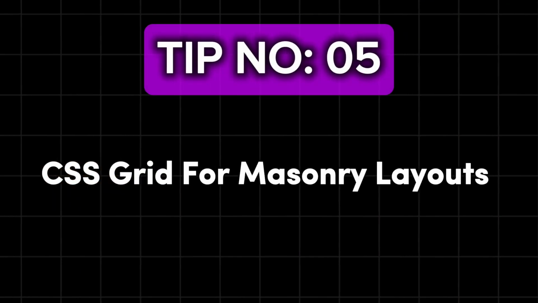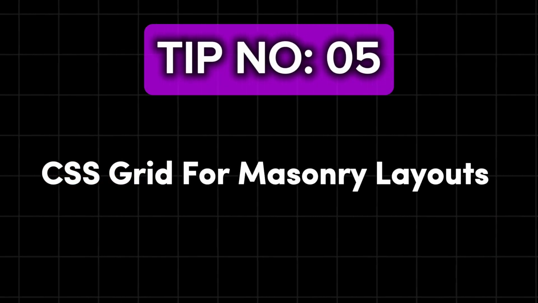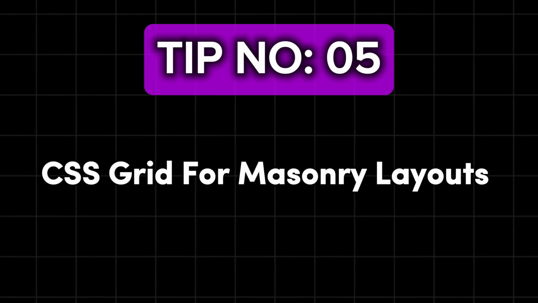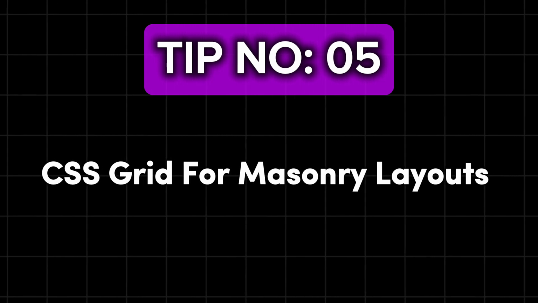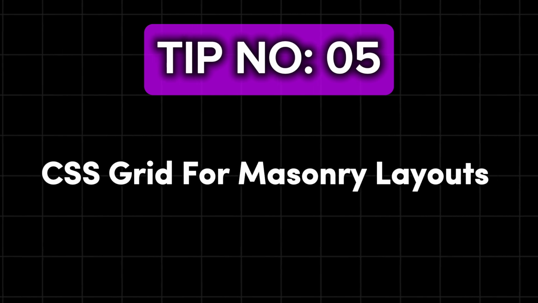Step number 5. CSS Grid for masonry layout. CSS Grid can be used to create masonry style layouts, which are great for displaying items of varying sizes in a visually appealing way. This technique allows for dynamic layouts without relying on JavaScript.